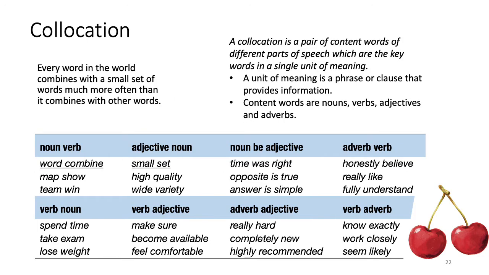So the definition that I work with, for several reasons, is written here at the top. A collocation is a pair of content words, so we're excluding function words, of different parts of speech. If you put the same part of speech together, then you get a compound noun or a compound preposition or a compound verb, a verb phrase. So different part of speech is an important part of this definition, and they create a single unit of meaning.